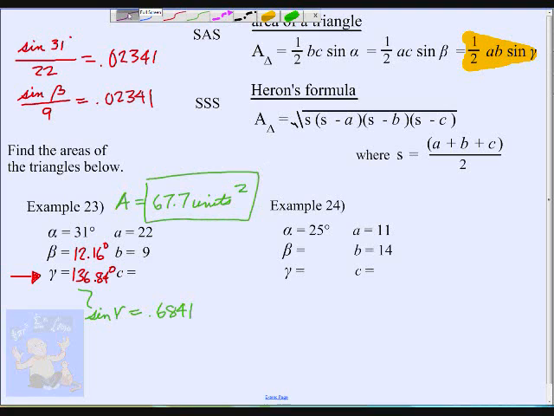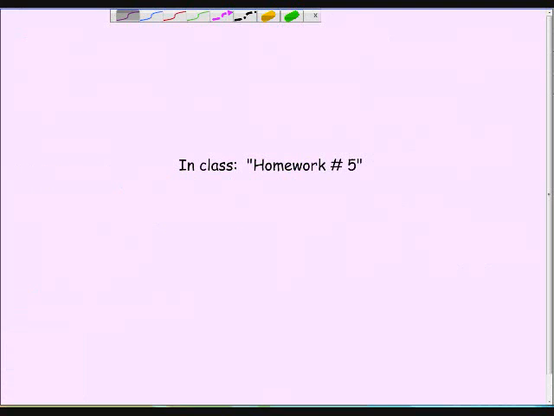Let's do another one. This is similar, isn't it? Well, I'm going to leave this one to you. For you in class, you can use the same approach. And also in class, we'll do homework problem number 5.